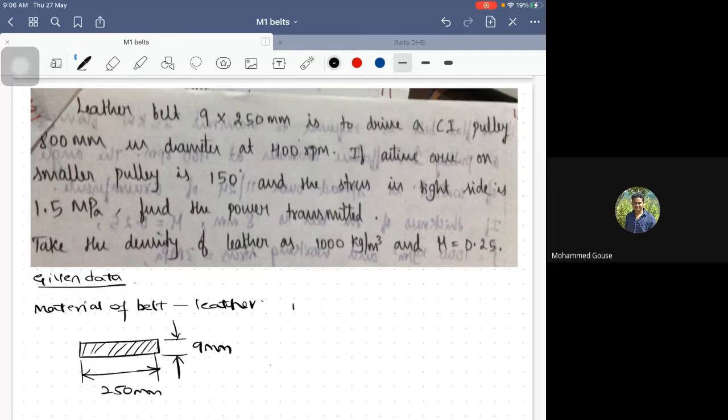So the material of the pulley is specified. The material of the pulley is cast iron, and the diameter of which is 800 mm. So the diameter of the cast iron pulley is 800 mm.